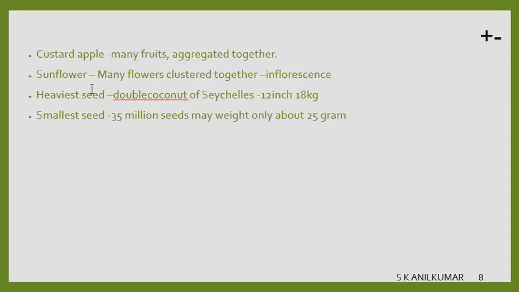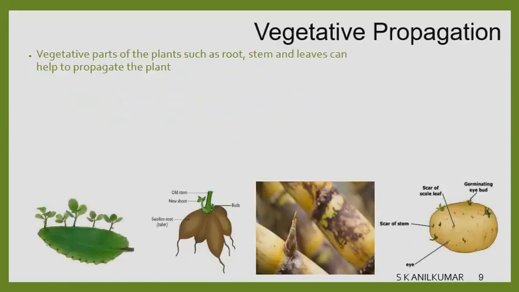Which is the heaviest seed? Double coconut. It is 12 inches long and weighs 18 kilos. Sometimes it is even up to 3 feet in size. The smallest seed is the orchid's. 35 million seeds will weigh only 25 grams. Orchids have the smallest seeds.